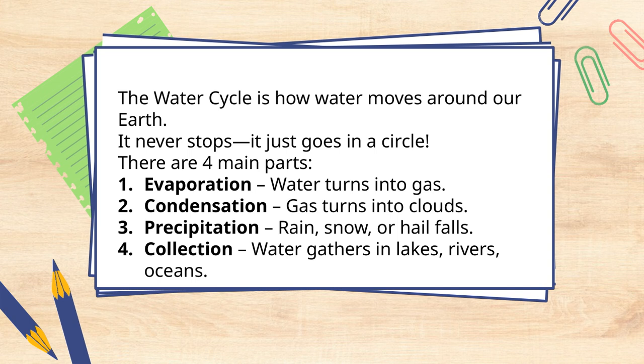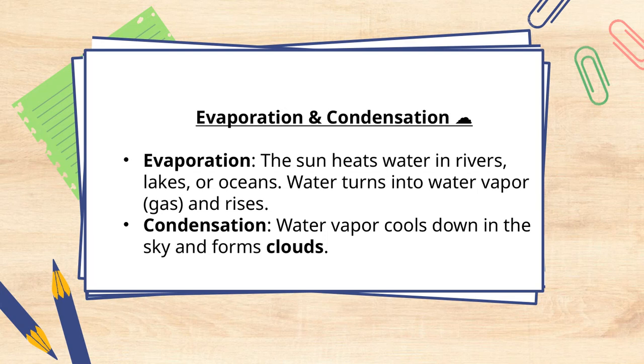over again. Understanding this cycle helps us see how water sustains life on Earth and how it keeps moving in a never-ending loop. Let's talk about evaporation and condensation, two key processes in the water cycle.